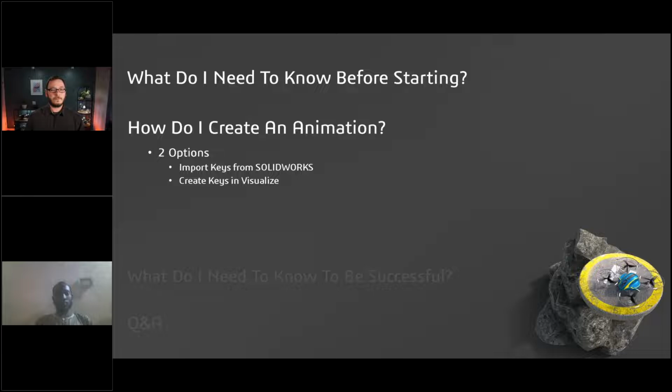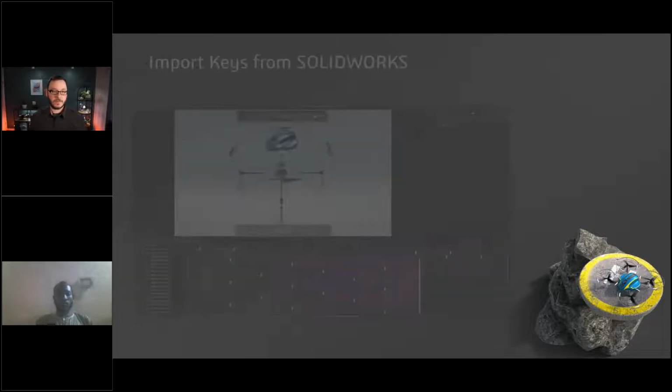So the next logical step is, all right, so I know basically what an animation is, how it's supposed to sequence. How does that actually play out when we're using the software, right? So there's two options that we have available to us. And those two options are, as I mentioned earlier, we can import keyframes from SolidWorks, which is a really cool capability, or we can create them natively in Visualize. And we can take a look at an example of both of these.